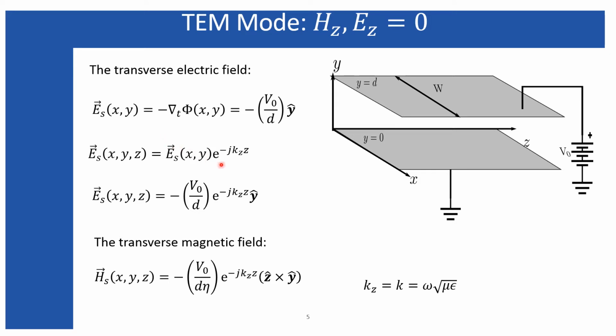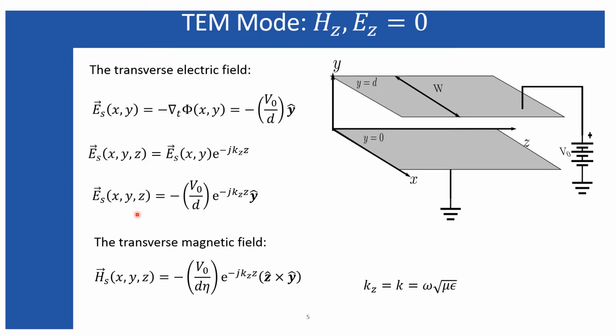Now it is a simple matter to multiply this propagating factor e to the power of -jkz with this transverse component, and that defines the complete electric field, the propagation solution for the complete electric field. And finally, the propagating magnetic field associated with the transverse electric field can also be found from the curl operation.